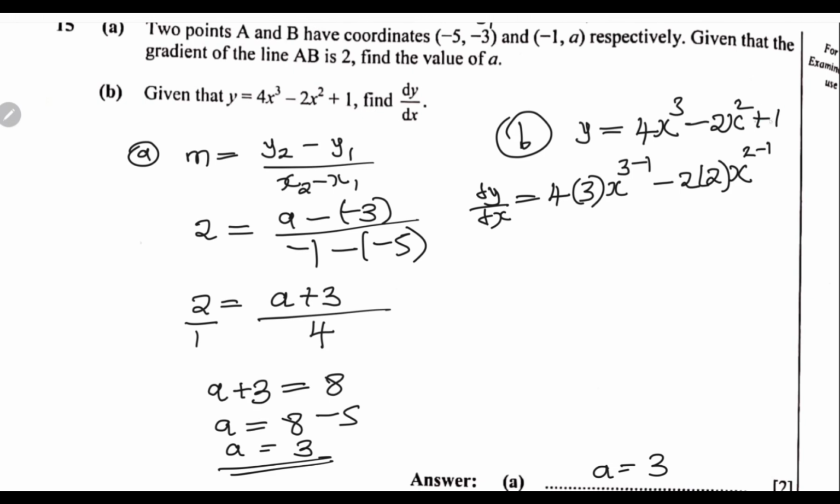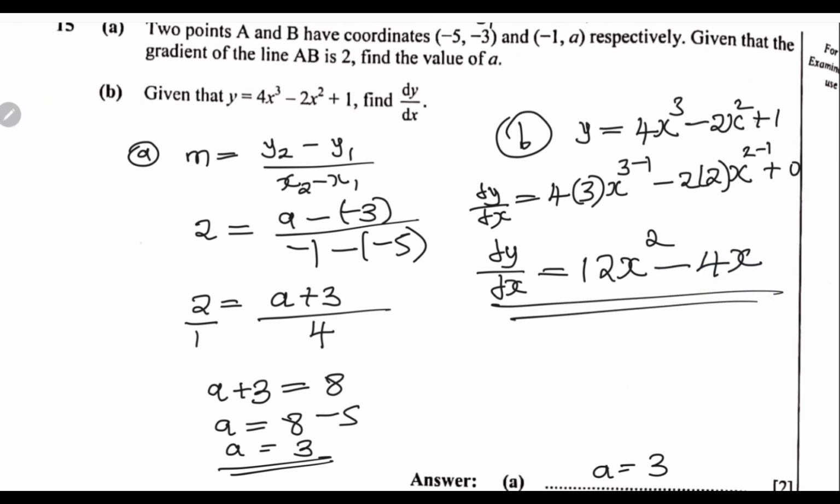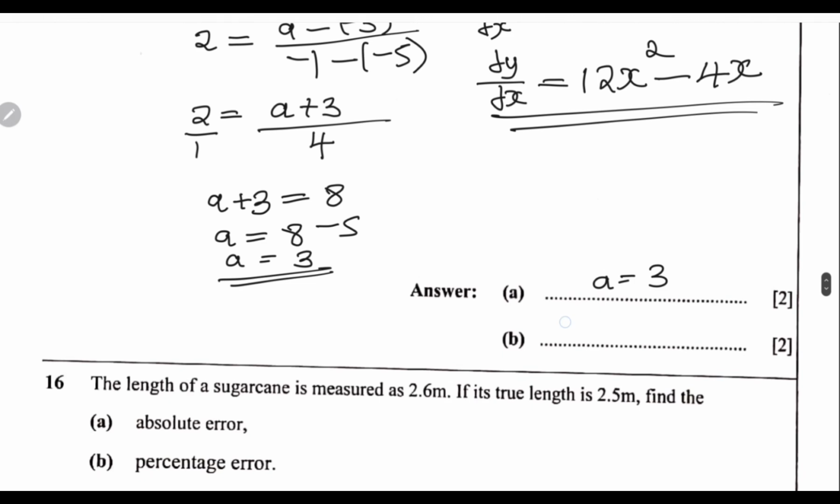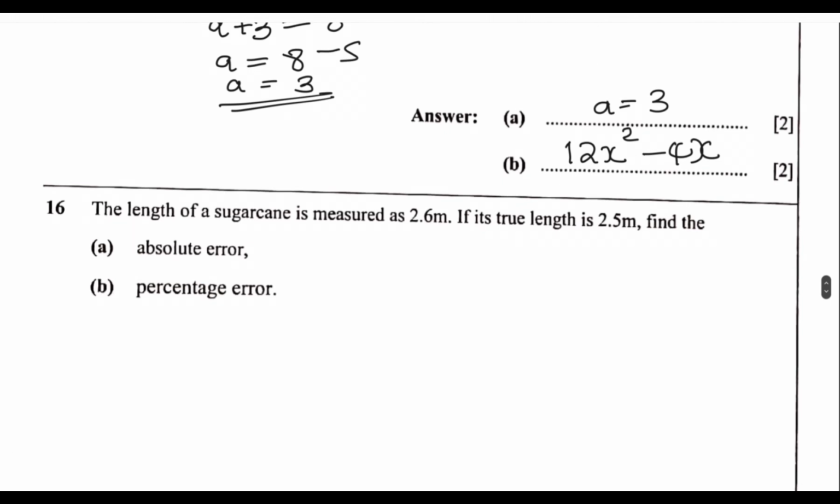Whenever you have a constant, dy/dx of a constant is 0, so it will be plus 0. So dy/dx is equal to 4 times 3, this is 12x squared, then minus 4x. So this is the answer. So part B is 12x squared minus 4x as our final answer. So these are the two answers for part A and part B. So we move on to question number 16.